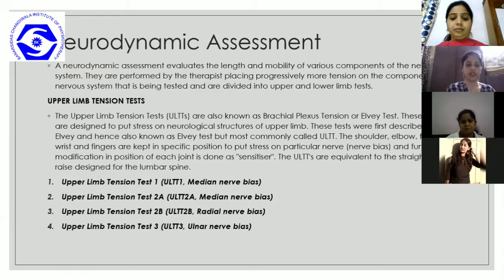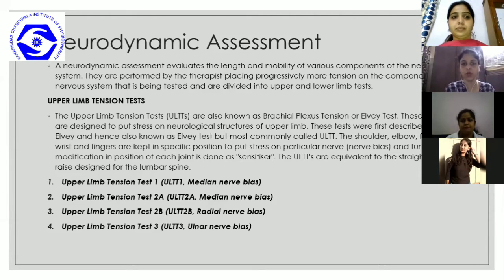So the upper limb tension test is the first part of this neurodynamic assessment. The upper limb tension test usually involves the three main nerves: median nerve, ulnar nerve, and radial nerve. These tests are also called the brachial plexus test, because all three nerves arise from the brachial plexus. And these tests are also called the LVs tests, because in 1979, LV was the first person who did this test.